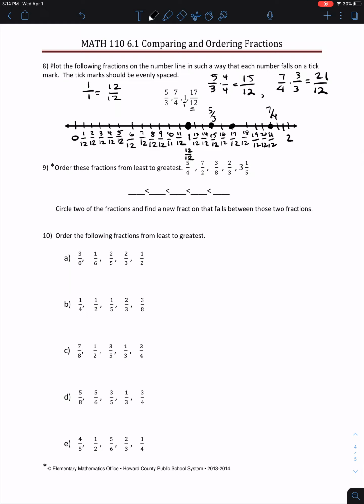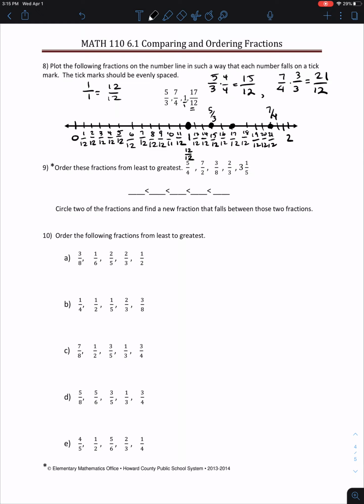Again, the easiest way to do that would be to get a common denominator for each of them. Or you could even do the number strips, that would be a fun way to do it. And then try to figure out which one comes first. So 10, again, what we want to do is order these from least to greatest. This one is a very nice one to use with the number strips because it's pretty clear right away which ones are bigger and which are smaller. So I'll leave 10 for you as well.